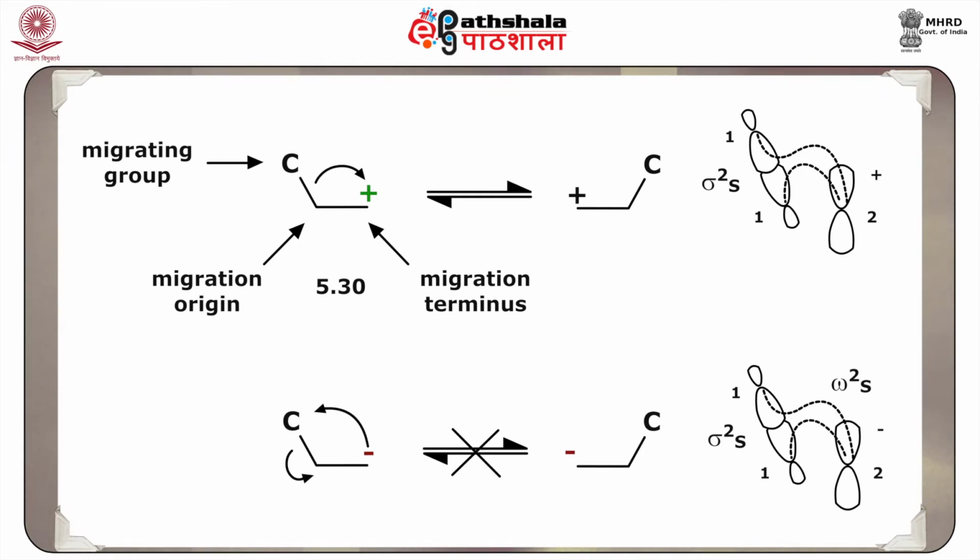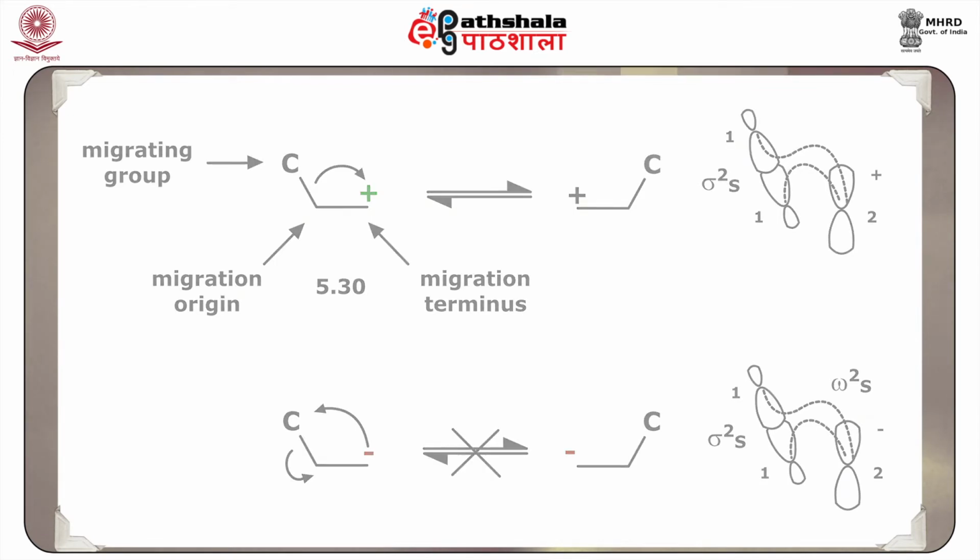For example, in the reaction, if the migration terminus, migration origin and migrating group are all carbon atoms, then the reaction is known as a Wagner-Meerwein rearrangement. If the migration terminus is a nitrogen atom, it may be a Curtius, Beckmann or Lossen rearrangement.